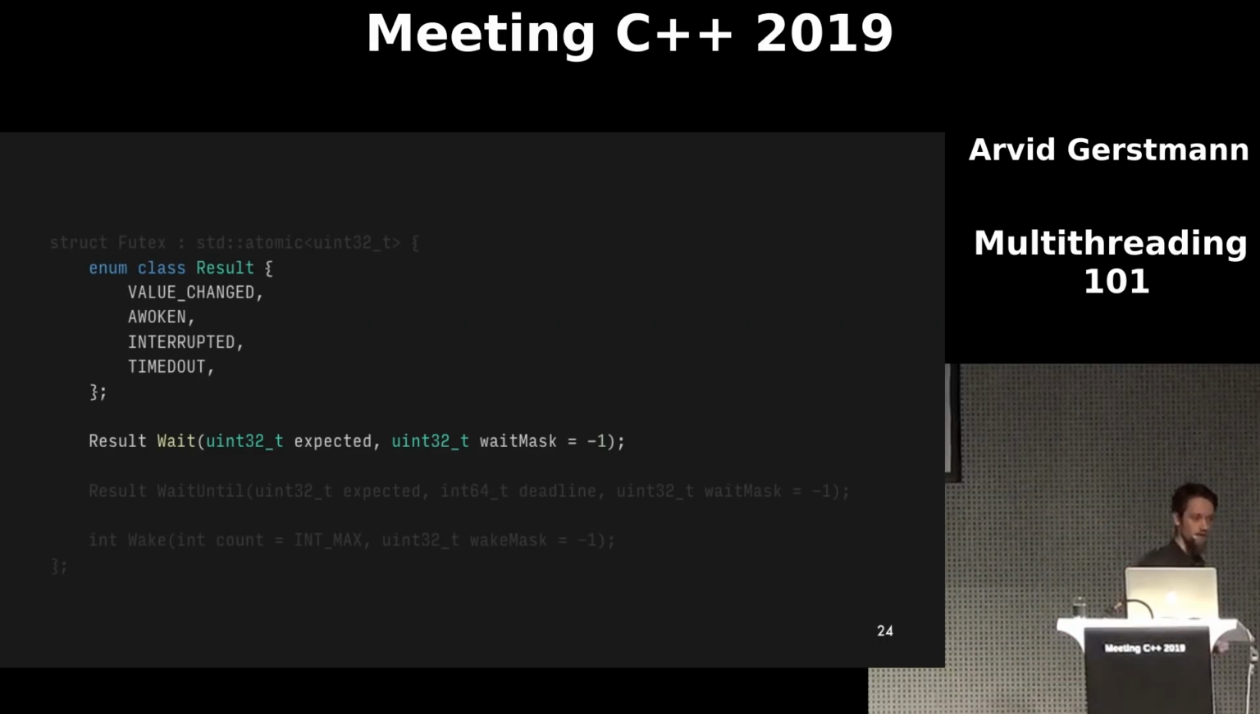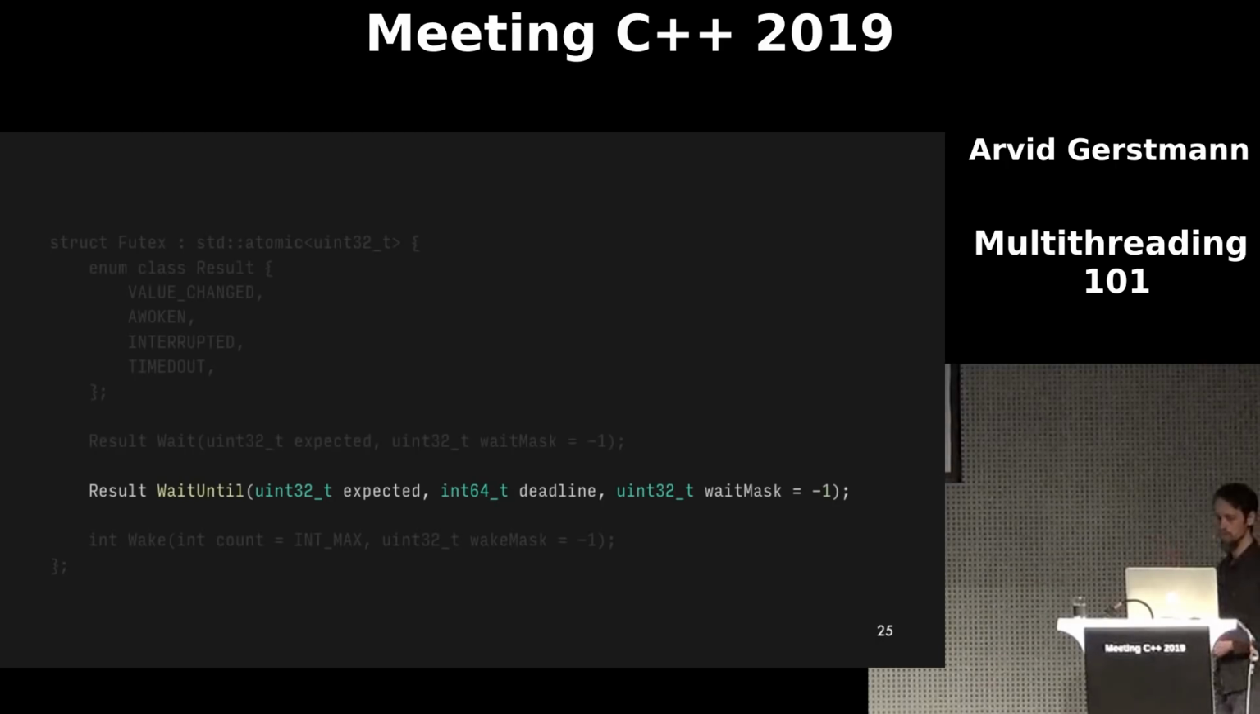The wait function returns an enum. 4 values are declared in this enum. We have value changed. Value changed will be returned when the expected value doesn't match the value in the atomic. Awoken will be returned when we have been awoken by a wake event. This is the success state, the return value we actually want usually. Then there's interrupted, which will be returned when we've been interrupted by some sort of signal. And timed out, which is kind of not applicable to wait, but it's going to be applicable to wait until. That's pretty self-explanatory. It will be returned when the deadline has been reached.